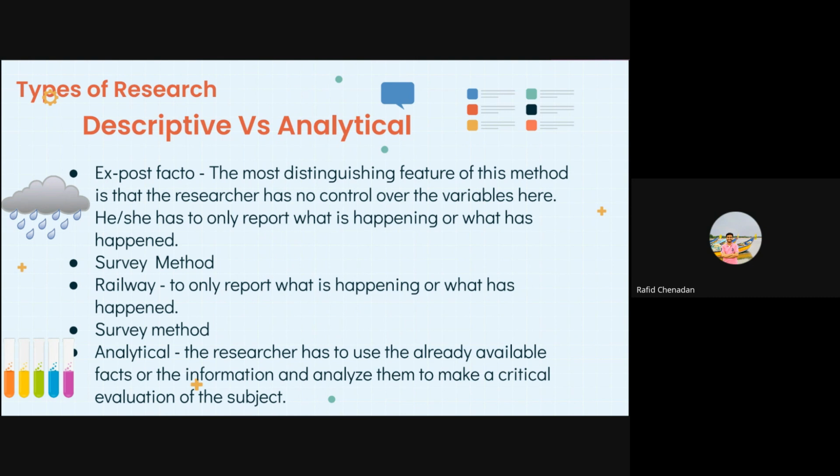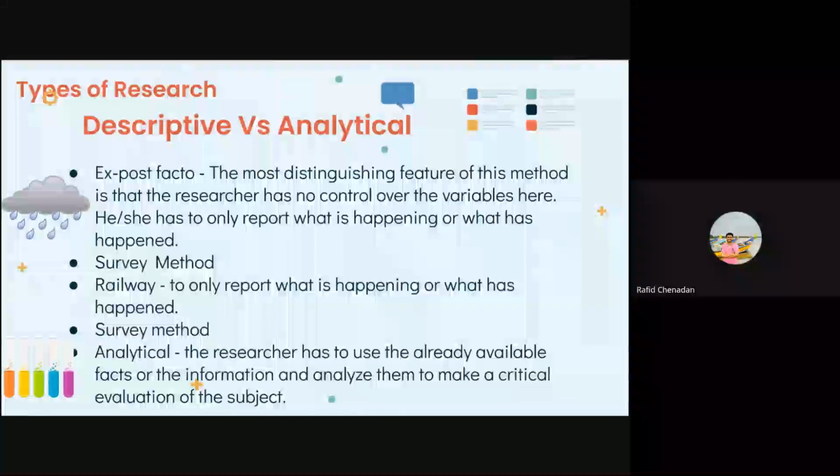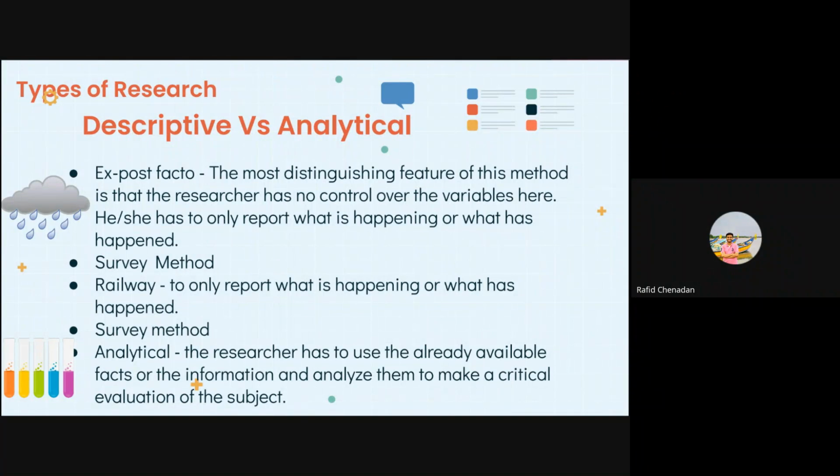Then analytical research. In the case of analytical research, the researcher has to use already available facts or information and analyze them to make a critical evaluation of the subject. It's the same. It's also a part of the ex post facto research or descriptive research, where you have to analyze the result you have. You have to analyze the quantity of rain you got. You have to analyze the positive or negative responses that you got about a WhatsApp call or a Google Meet call.